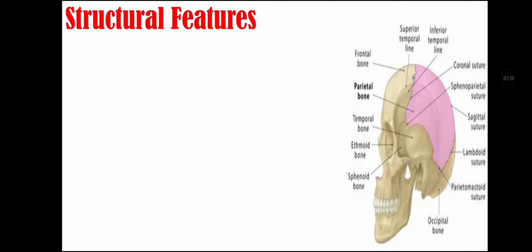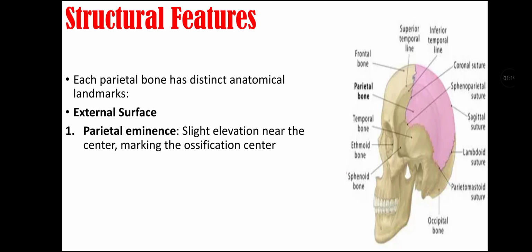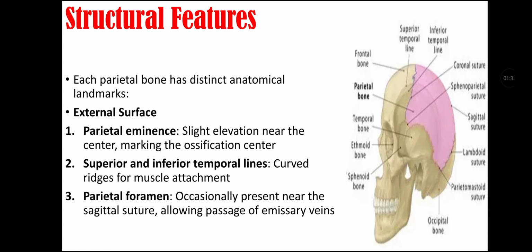Now let's talk about the structural features of parietal bone. Each parietal bone has distinct anatomical landmarks. They have an external surface that we will talk about first. On the external surface, it has the parietal eminence, a slight elevation near the center marking the ossification center. Second, on the external surface there are the superior and inferior temporal lines, which are curved ridges for muscle attachment. Third, we have the parietal foramen, occasionally present near the sagittal suture, that allows passage of emissary veins.